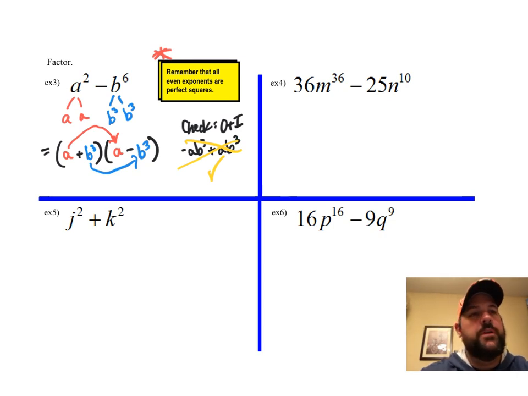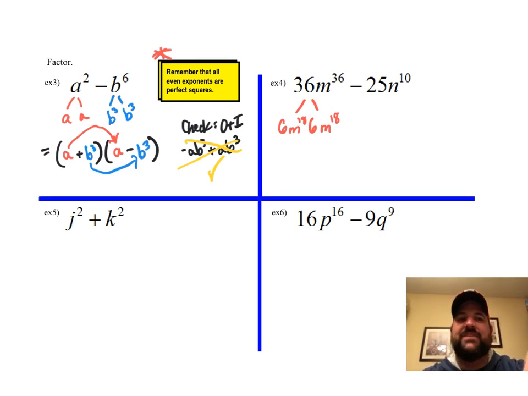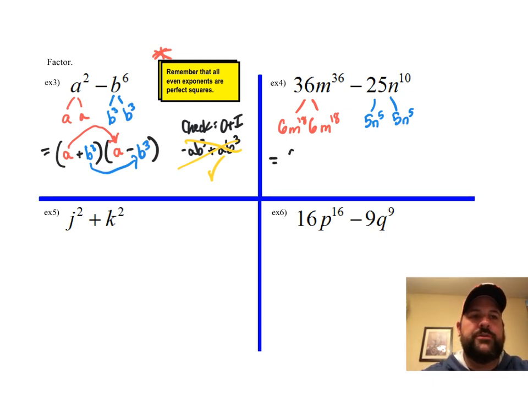Okay, so 36m to the 36th. We want to be careful here. The coefficient should be 6, and it should be m. But I don't want my exponent to be 6, because it's not that 6 plus 6 gives me 36. It would be that 18 plus 18 gives me 36 for the exponents. In the case of the second term, we would have 5n to the 5th and 5n to the 5th. Here it works out that the coefficient square root is the same as what I should use for my exponent because of those values. And now I'm going to set up my two binomials.